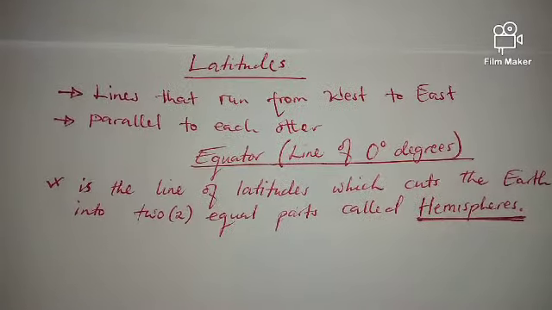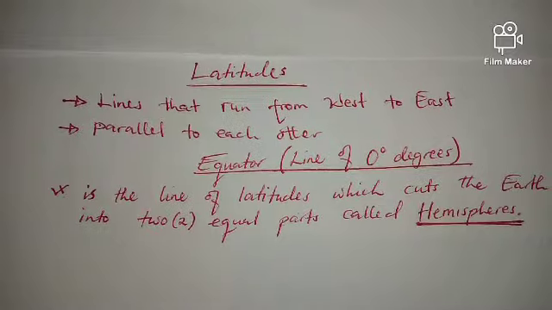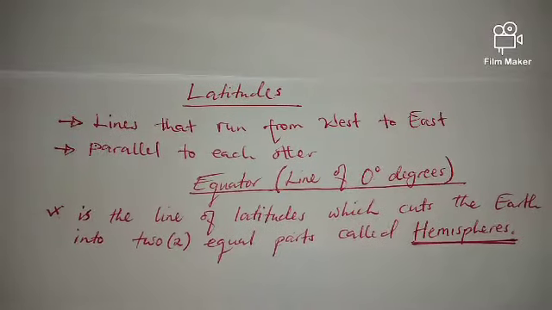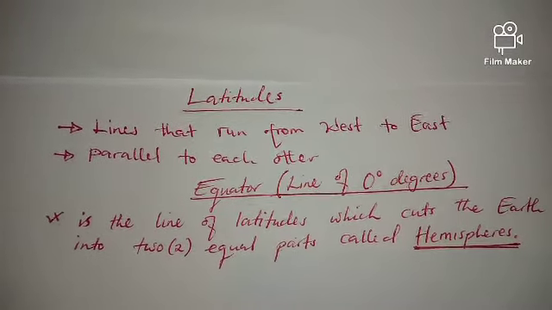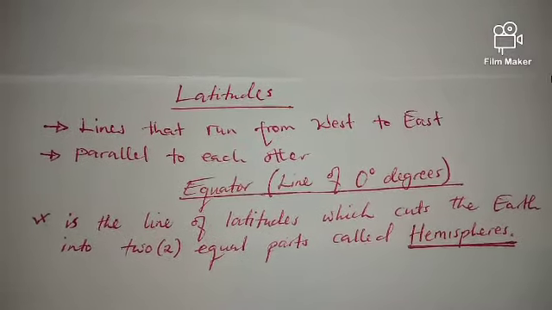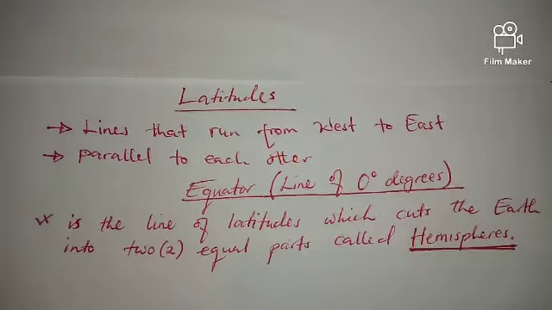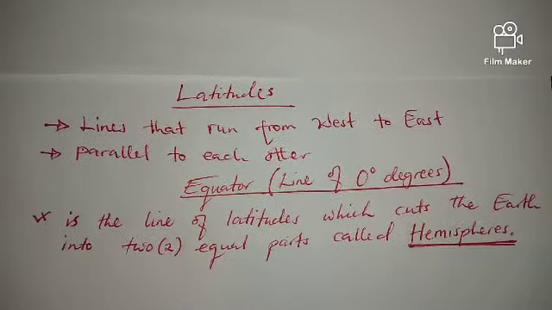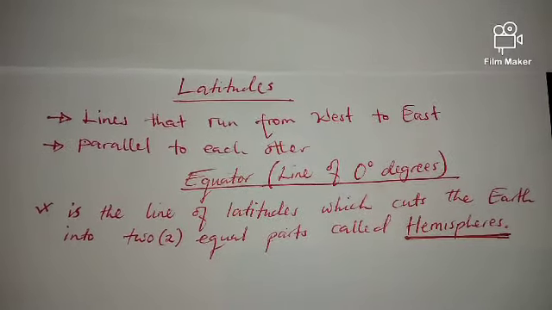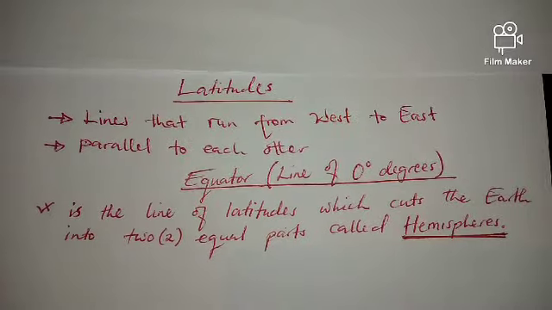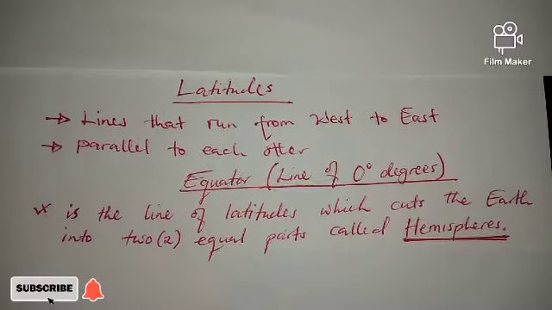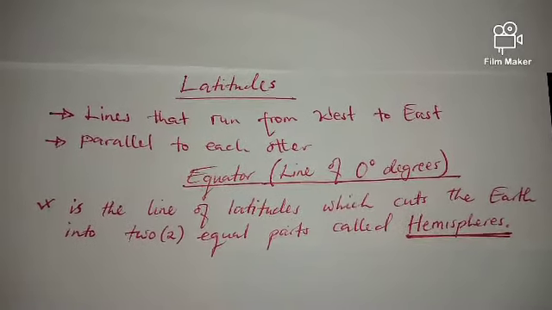What are latitudes? Latitudes are simply lines that run from west to east, and they have a very nice property, and this property is that these lines are parallel to each other. In the family of latitudes, there is a latitude known as the equator, which is a line of 0 degrees. This line divides the Earth into 2 equal halves called hemispheres. These 2 hemispheres are known as the North Hemisphere and the South Hemisphere.